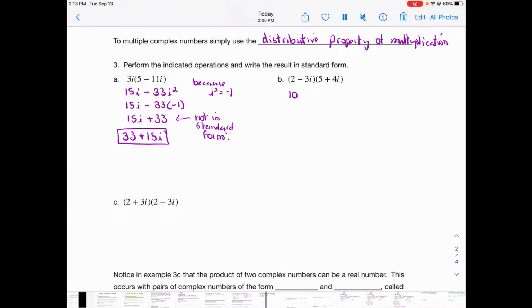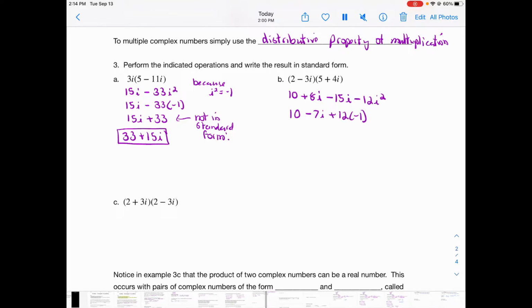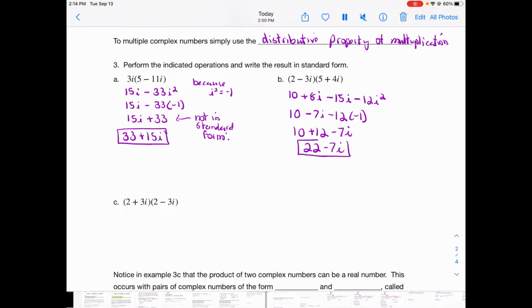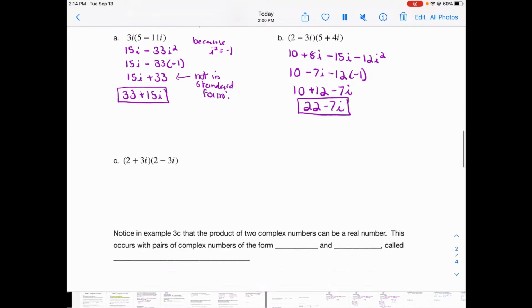For B, on the other hand, I need to do the distributive property. So I'm going to do first, outer, inner, and last, multiply my last terms together. And then combine like terms. And again, I see that i squared is equal to negative 1. And negative 12 times a negative 1 gives me a positive 12. And then combining my real terms together, I get 22 minus 7i. So I want you to try C on your own.